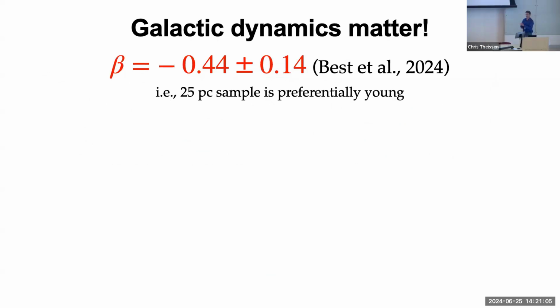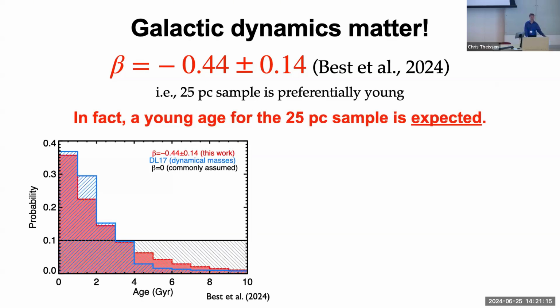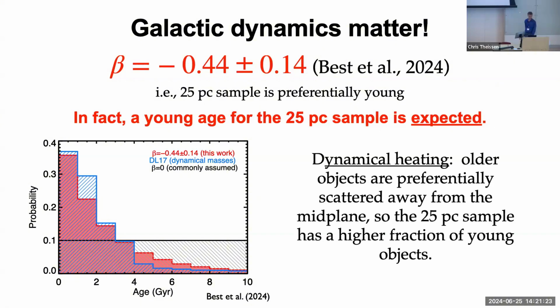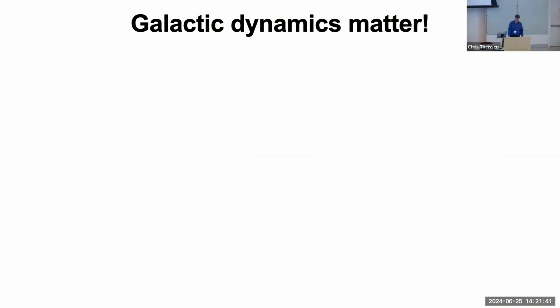Okay, dynamics. Galactic dynamics matter too. Things are moving around in the galaxy. I showed before the young leaning distribution that we found, which has been found previously as well by Dupuy and Liu, looking at dynamical masses from binaries. That actually has a natural explanation: dynamical heating. As objects orbit around in the galaxy, interactions tend to stir them up out of the galactic midplane. You could see that in the video that Celine showed at the end of her talk this morning. So a young leaning distribution is a natural consequence of the dynamics in the galaxy.